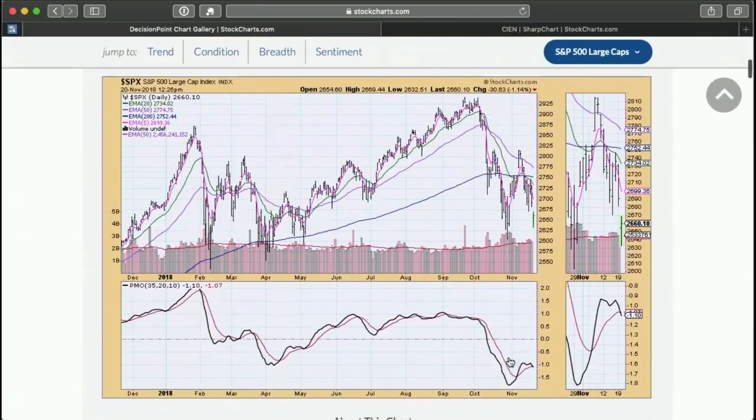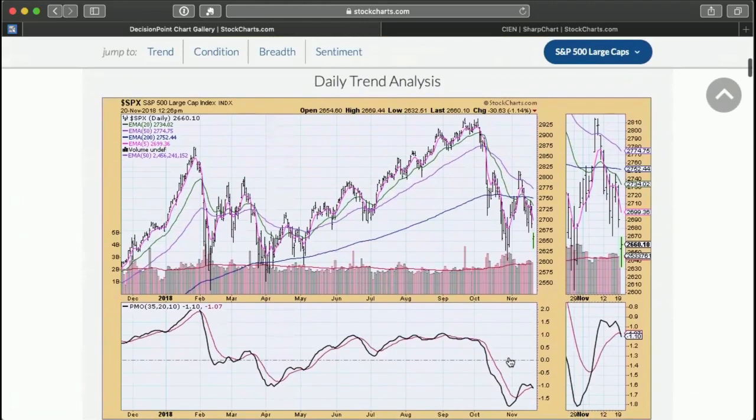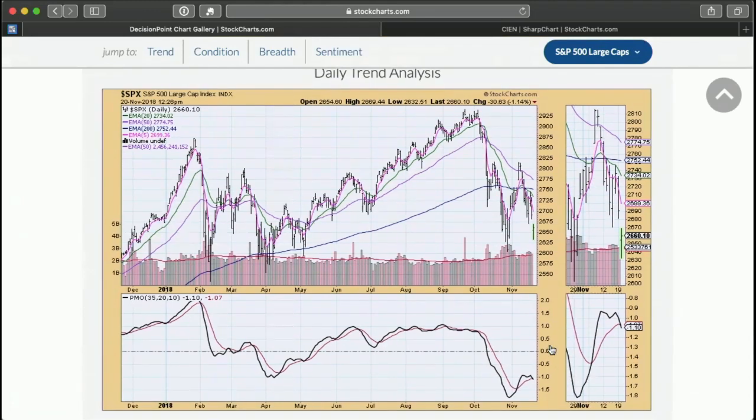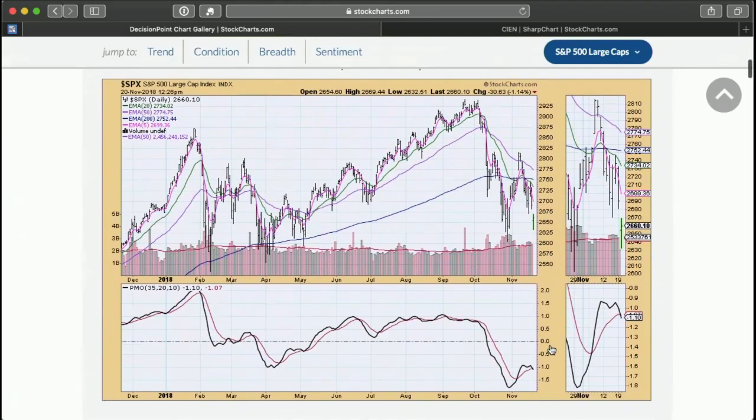I'll try and scroll slowly through this. So first of all, we look at the trend, okay, but I'm going to be concentrating on the indicators, so I'm not going to spend too much time on this. We do have the PMO, of course, for that index, and that is an indicator. It's not necessarily what you would consider a market indicator, but it does give you a look at what is going on with the S&P 500.